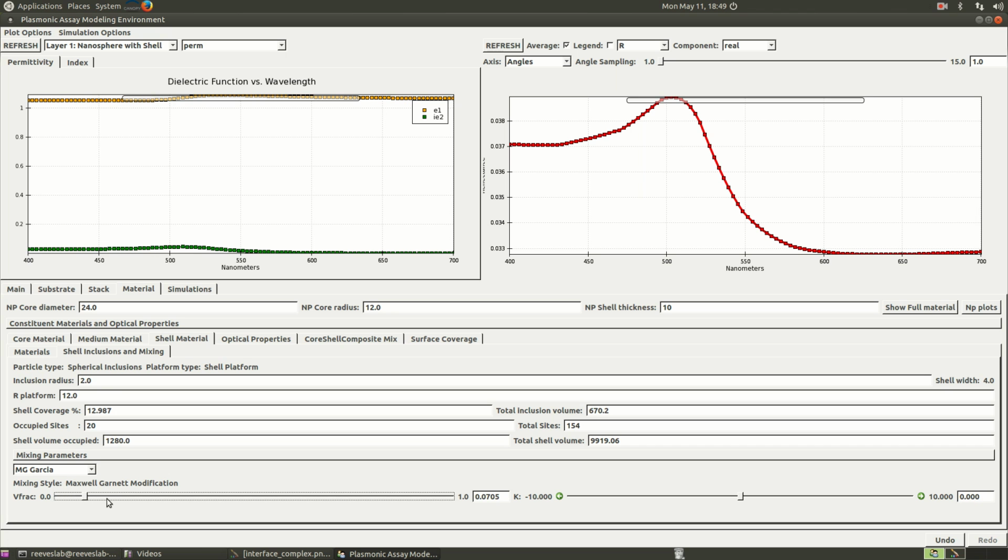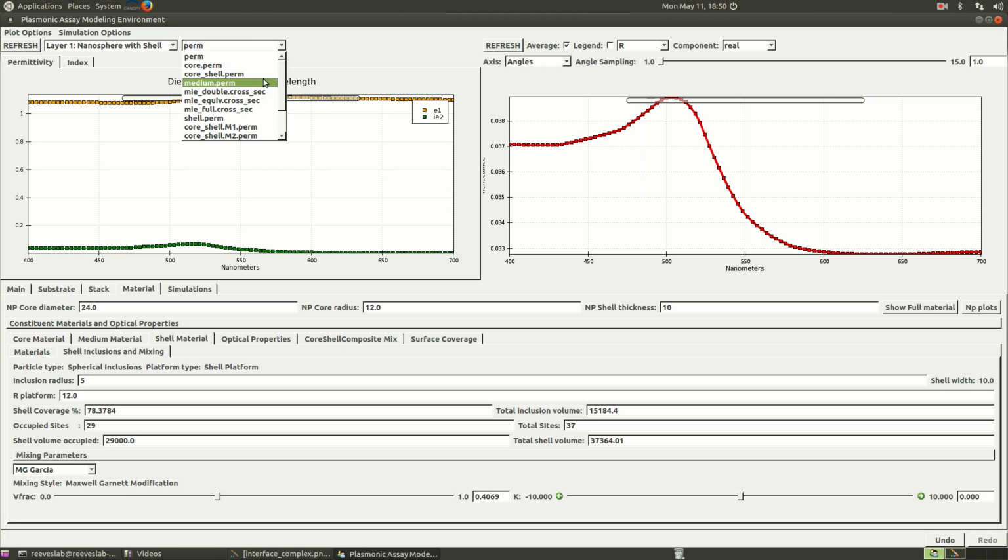But as we add proteins to the shell, it changes the permittivity. And up here, we have to set the inclusion radius to be the same as the shell thickness. These should probably be linked, but I'll set that to 5. And so it shows us how many proteins could fit in the shell. For example, we've occupied 9 sites with this fairly large protein right now.